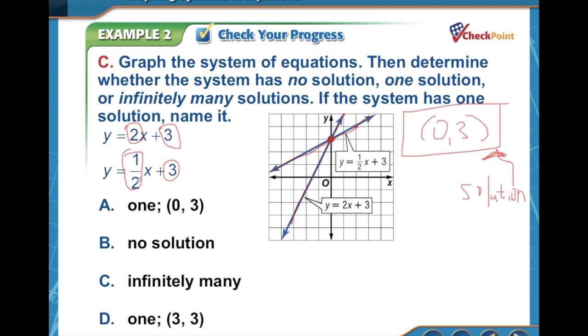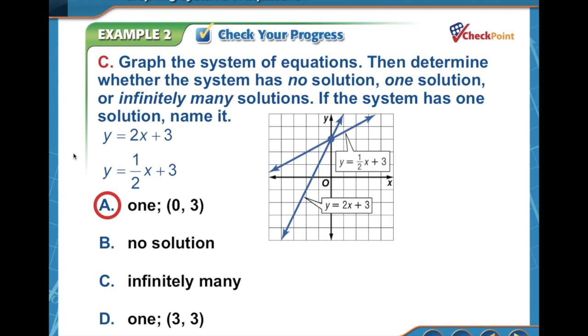So what do we know if we look at all these? No solution is not true because we just said they intersect here. Infinitely many is only true when the lines are right on top of each other, so that's also not true. We do have one solution, but it's not at (3, 3). We said it's at (0, 3), because (3, 3) would be over here, which is not the case. So our answer is one solution at (0, 3). That is letter choice A. So have yourself the image. Our answer: 1 at (0, 3).